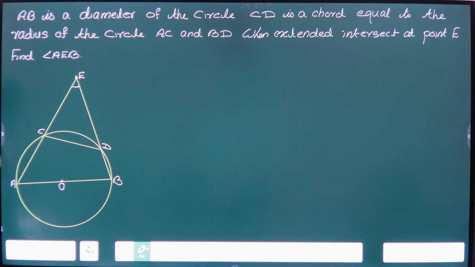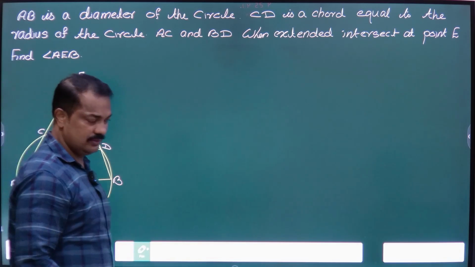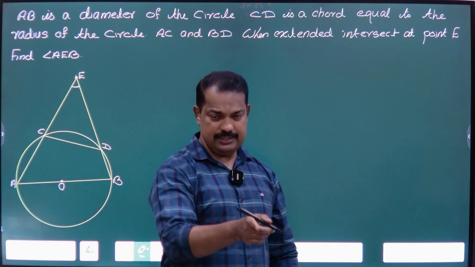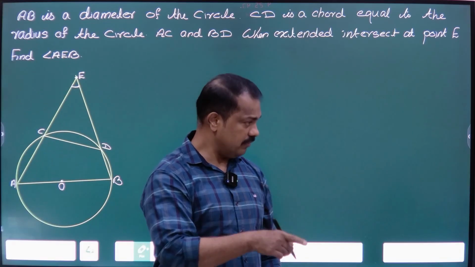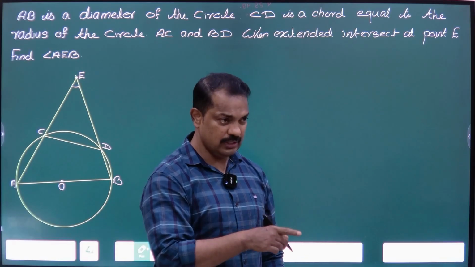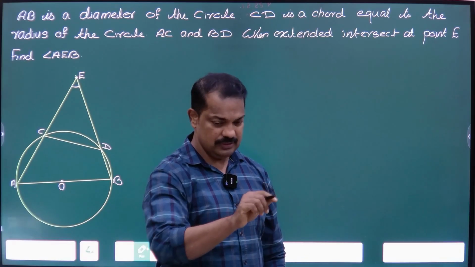Figure clear? Here AB, what is AB? Diameter. O, center. CD, chord. And chord is equal to the radius of the circle. That is given. So first write down the given.